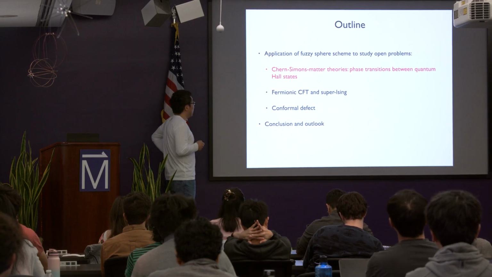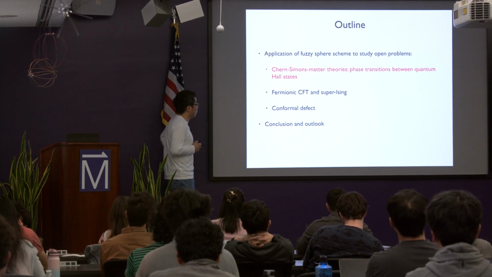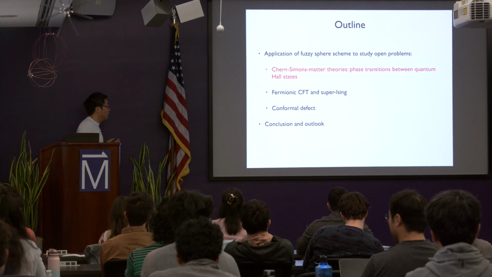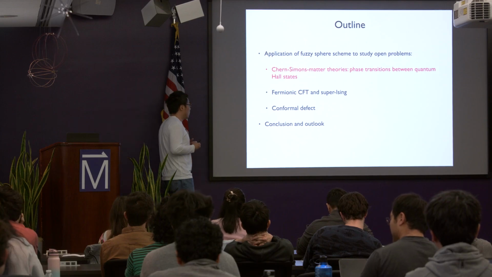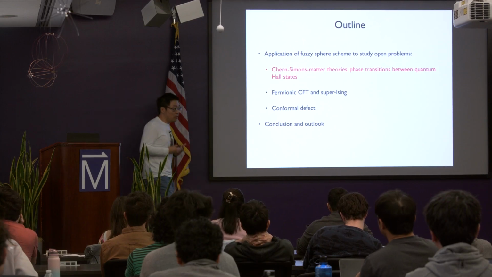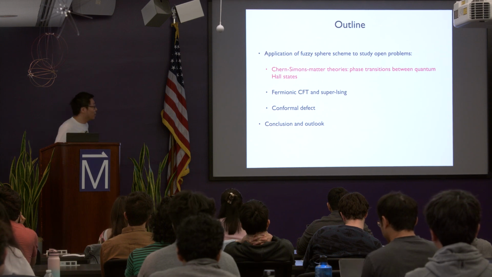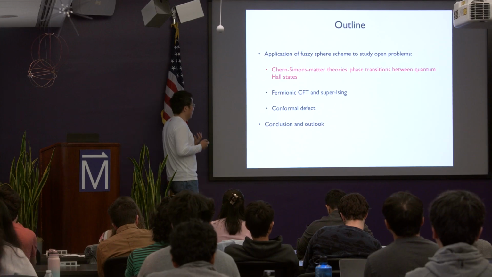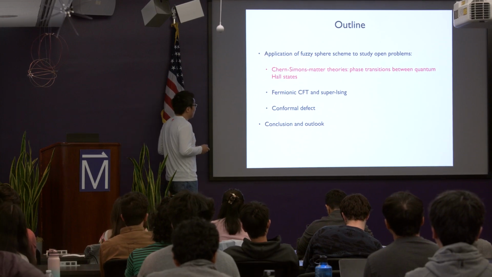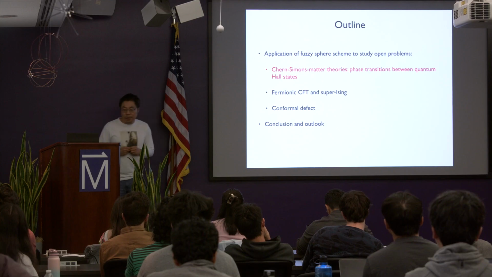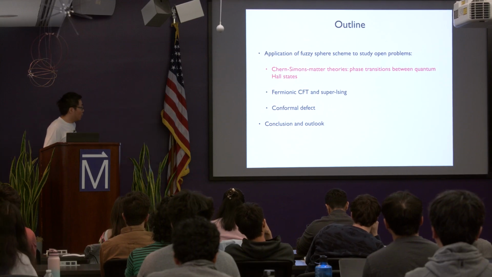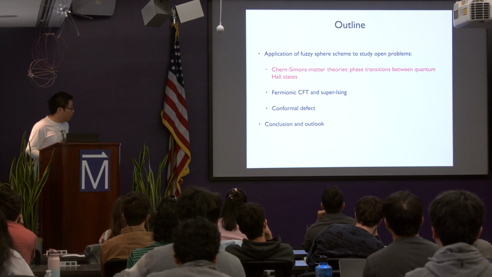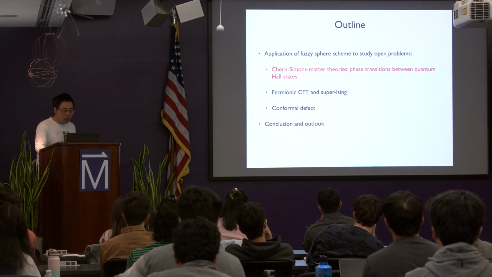In particular, I will talk about the Chern-Simons matter theories. Those theories describe the phase transitions between quantum Hall states, like phase transitions between quantum Hall states at different plateaus and so on. Then I will talk about how to generalize this scheme to study fermionic CFTs, and a nice example is the so-called super-Ising CFT. If time allows, I will talk about conformal defects and boundaries. And I will end this lecture with some conclusions and outlook.